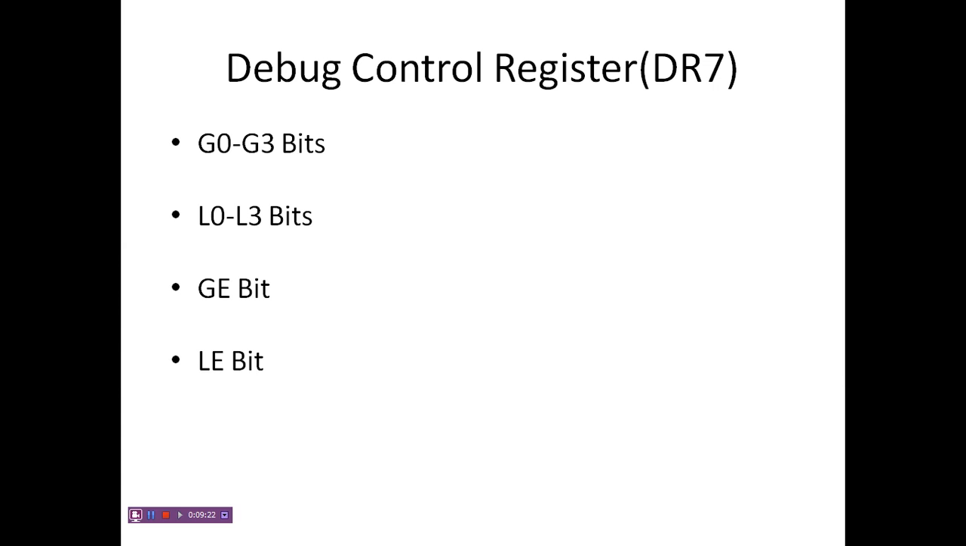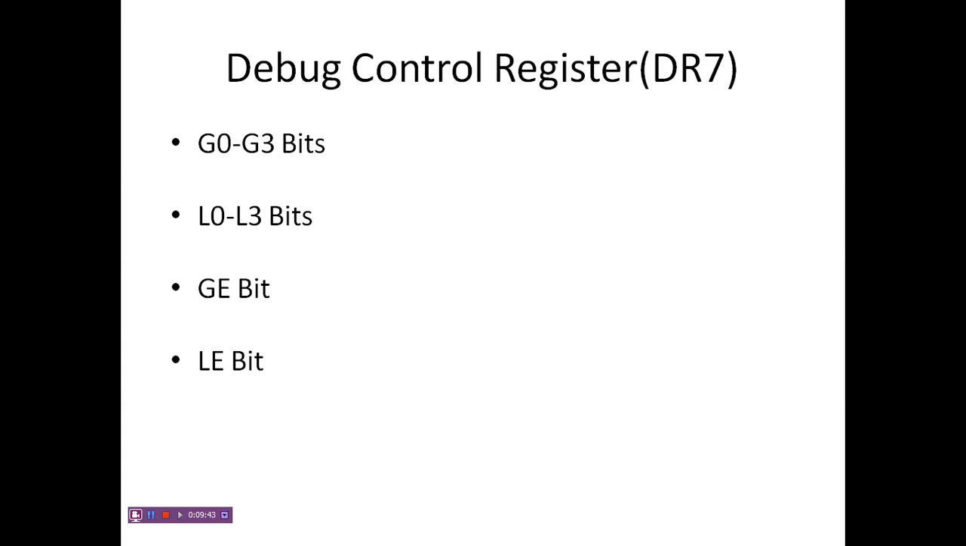The local enable bits are automatically reset by the processor at every task switch to avoid unwanted breakpoint conditions in the new task. The global enable bits are not reset by any task switch, therefore they can be used for conditions that are global to all the tasks.